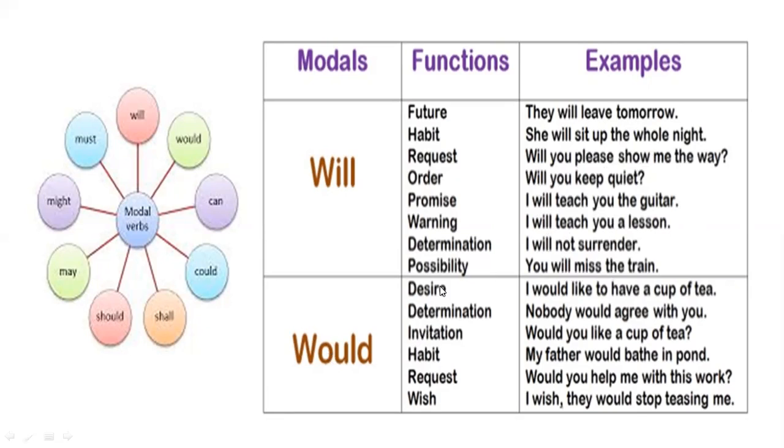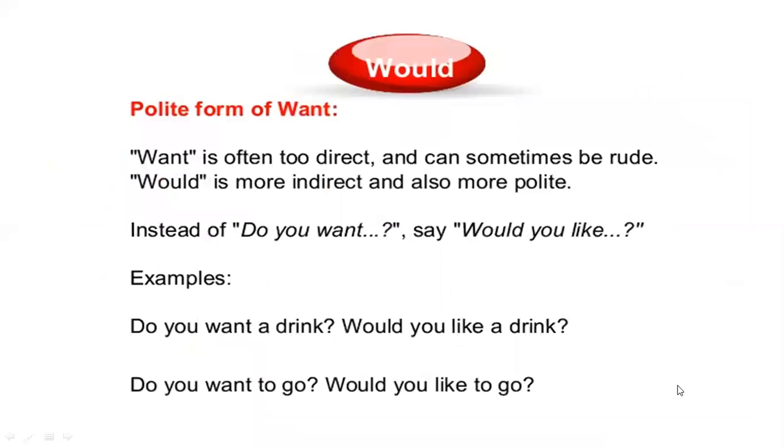The functions are desire, determination, invitation, habit, request, and wish. What are the examples? I would like to have a cup of tea. Nobody would agree with you. Would you like a cup of tea? My father would bathe in the pond. Would you help me with this work? I wish they would stop teasing me. So these are the examples for would.